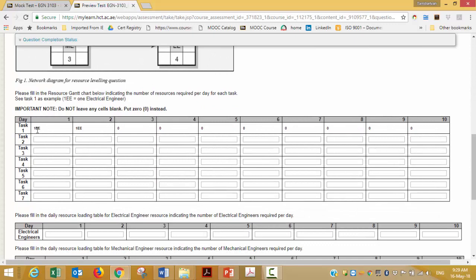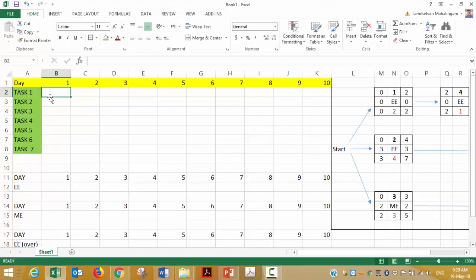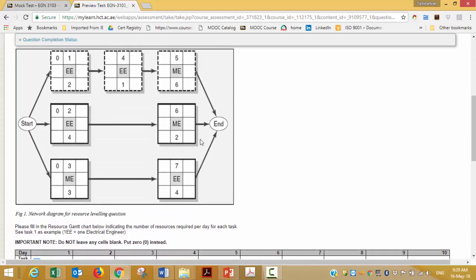You need to type in how many electrical engineers and mechanical engineers you need. If you don't need them, you can just put zeros, right? And we have also shown here for task 1 how to fill it. So let's take task 1, which is this one. You need electrical engineer for 2 days, right? So I'm going to put here, I need an electrical engineer for day 1, and I need an electrical engineer for day 2, right? Now watch this.